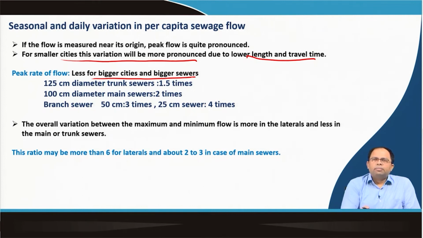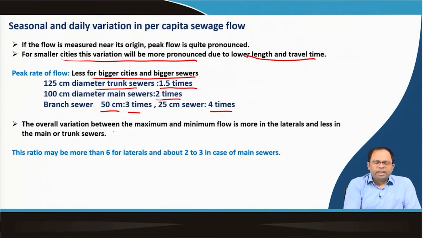So, we can also determine peak flows based on the diameter of the sewers. For a 125 centimeter diameter trunk sewer, that is 1.25 meter trunk sewer, we can assume peak flow as 1.5 times. For 100 centimeter diameter main sewers, we can assume 2 times. Then branch sewers like 50 centimeter branch sewer, 3 times, and 25 centimeter branch sewers, 4 times. The house connection is even smaller than that, 150 millimeter, so 15 centimeter. So, even there it could be even more pronounced than this.